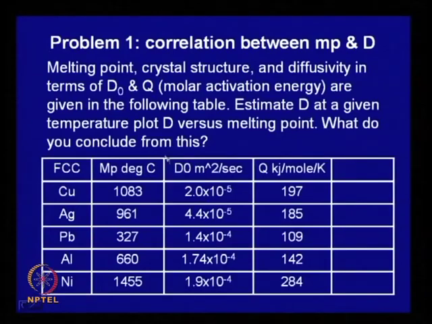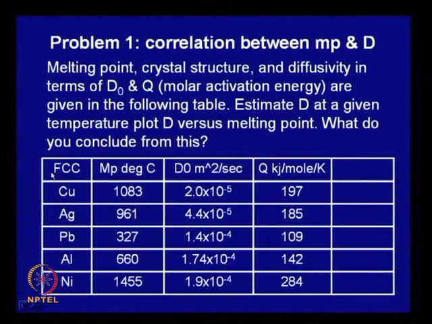Now, let us look at problem 1. Here we try and find a correlation between melting point and diffusivity. The problem is stated like this: the melting point, crystal structure and diffusivity, in terms of these two constants D naught and Q, which is a molar activation energy, are given in the following table. Estimate D at a given temperature and plot D versus melting point, and see what you can conclude out of this.